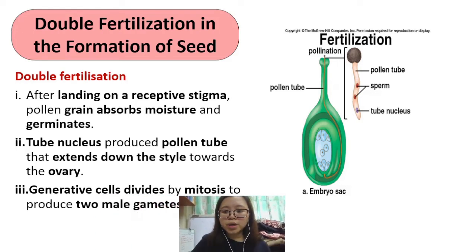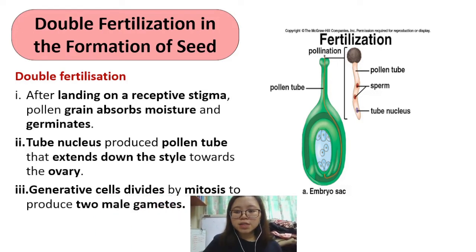As it is going down, the generative cells will divide by mitosis to produce two male gametes. Okay, sambil pollen tube itu menurun ke bawah, male generative cell will divide by mitosis to produce two sperm or two male gametes. Boleh gelar sebagai sperm, boleh juga gelar sebagai male gametes.